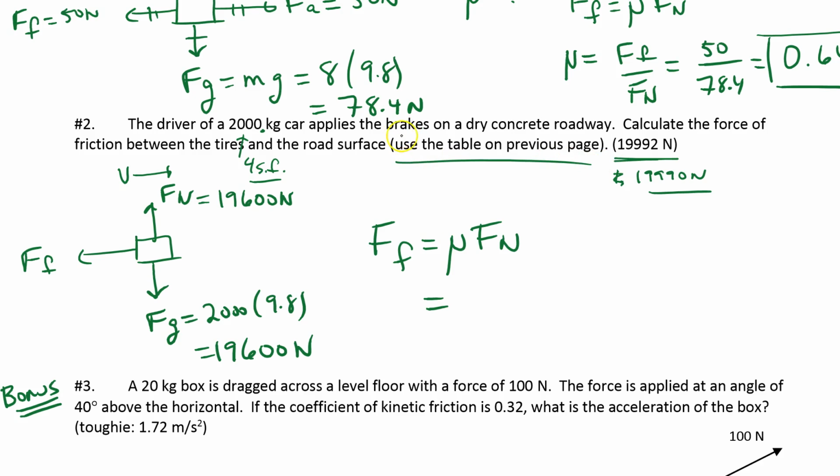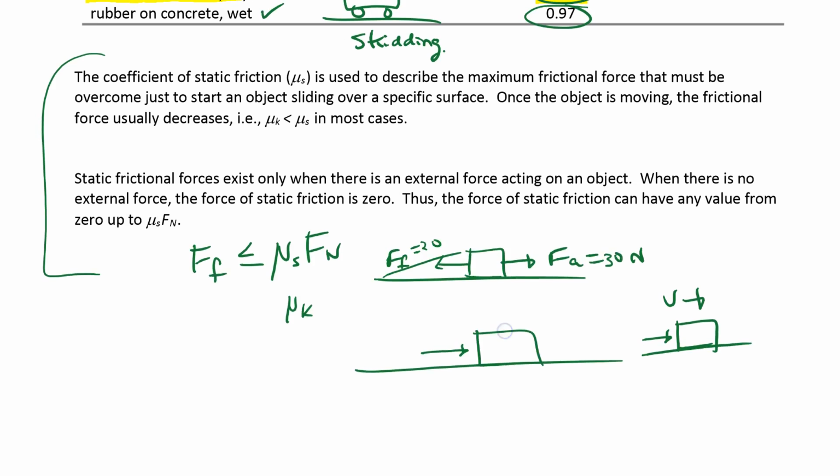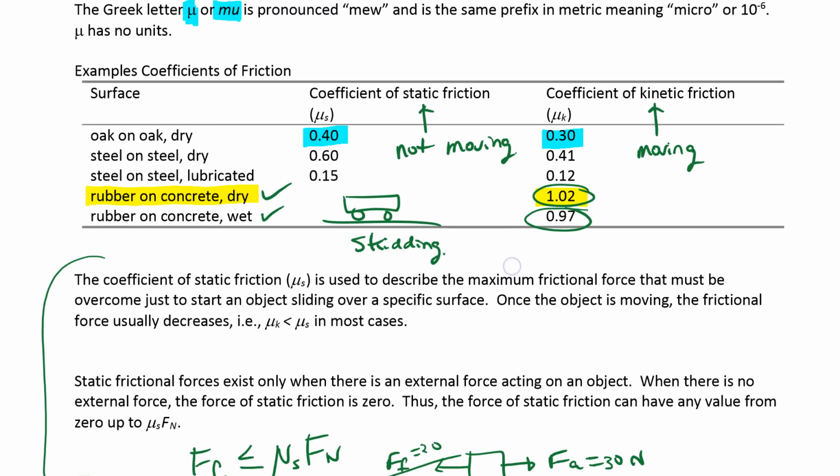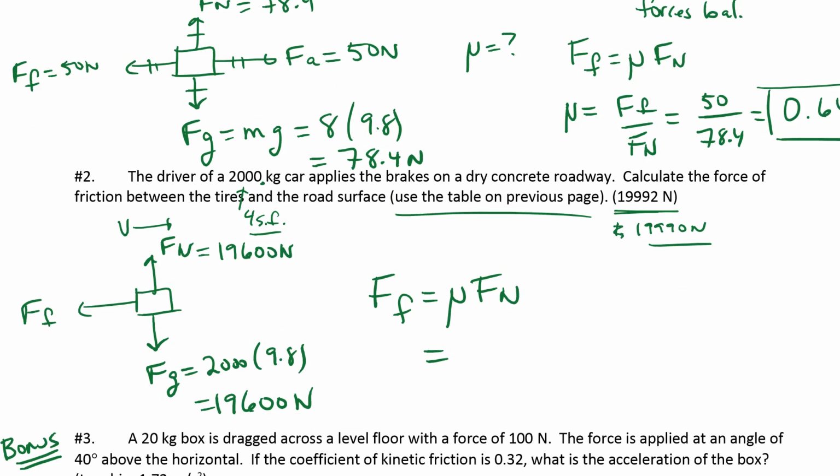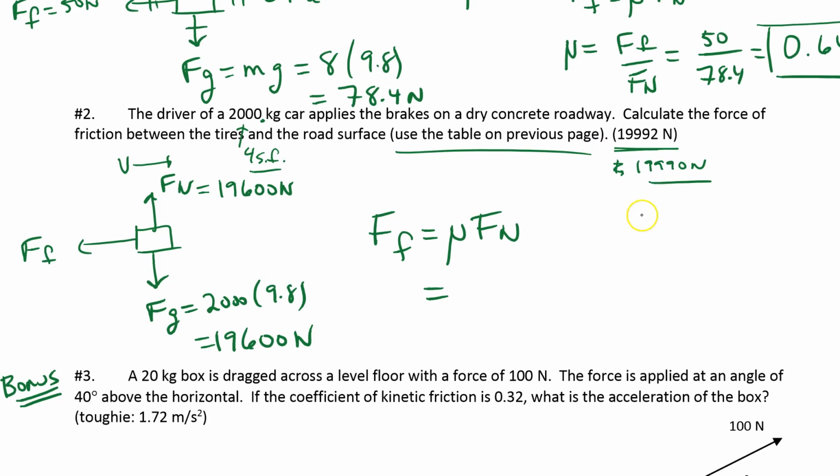Okay, brakes on dry concrete roadway. Alright, so if I pop up there, that's the one we were looking at before. I think that your car, the tires are made out of rubber, so we do want this one. We want 1.02. Okay, so we'll just say here from the chart mu equals 1.02, and then we'll plug it in here.